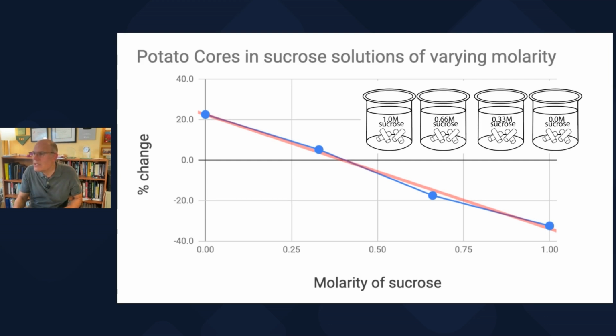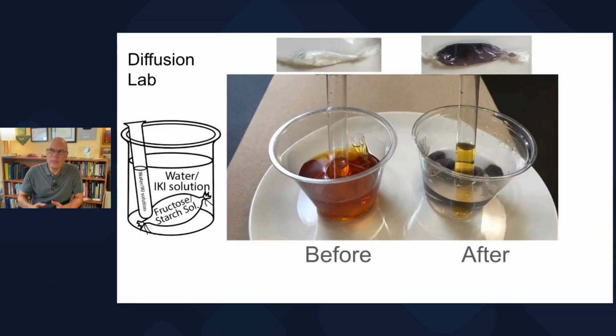So who knows exactly where that would be? Maybe it's about 0.37 or something like that. But that is a way that you can figure out the molarity of the tissue. Is that cool or what? Now, there's one more lab that is part of this series. It's not directly about osmosis, but it is about diffusion.